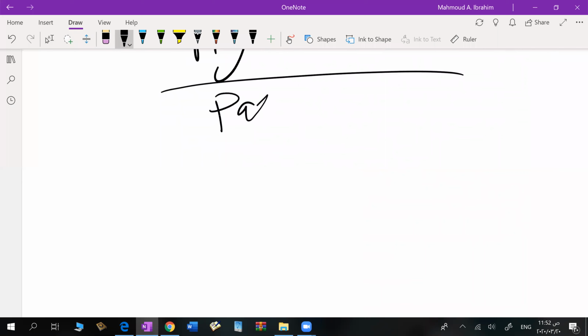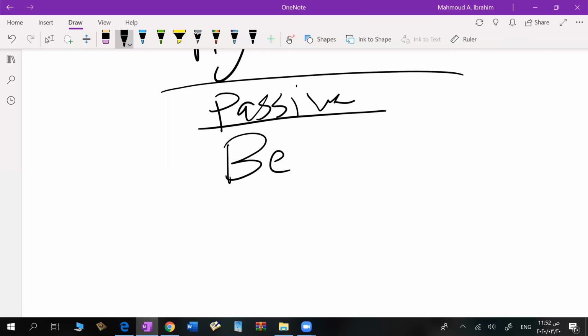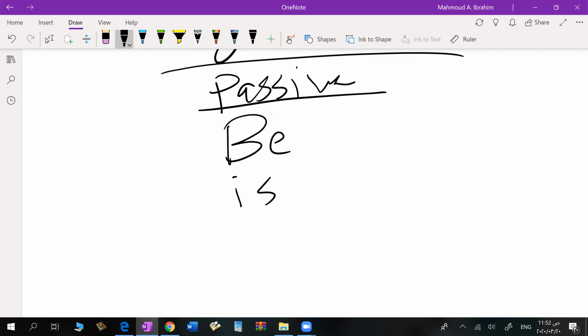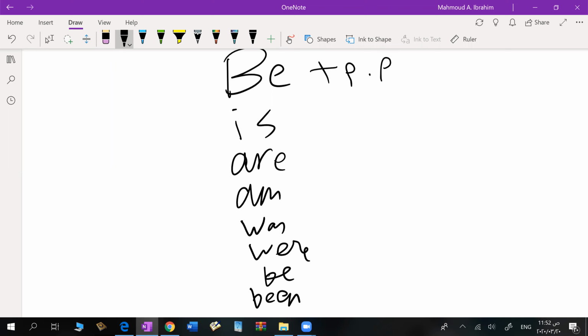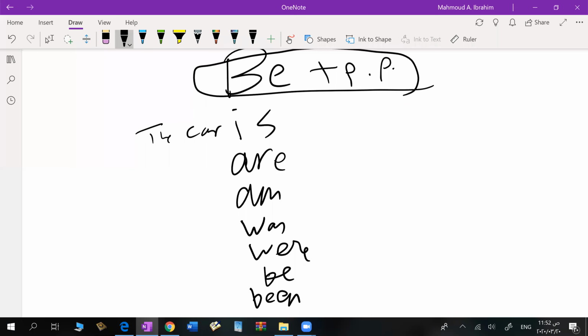Passive. What does passive mean? What is passive? When you find the verb be. What does be mean? Is, are, am, was, were, be, been. These are the forms of be. When you find be followed by past participle, this is a passive. Simple. Very simple. Okay? Like, for example, when you say the car is driven.